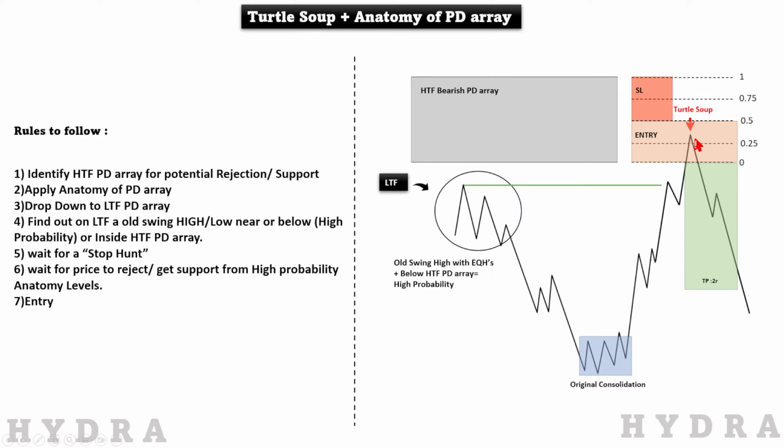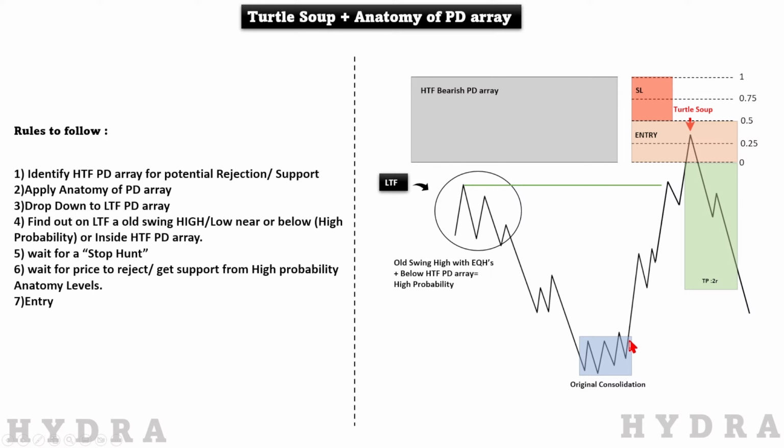Okay, so I hope you guys understood. Now let's talk a little bit more about this structure. As you guys can see, price has relative equal highs here. Okay, so this is high probability, a swing high with equal highs plus below higher time frame PD area. So what did I tell you guys? The high probability condition is we have a swing high with relative equal highs below the higher time frame PD area.